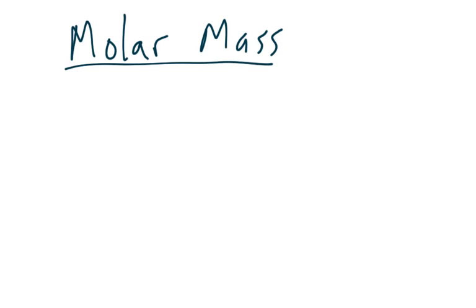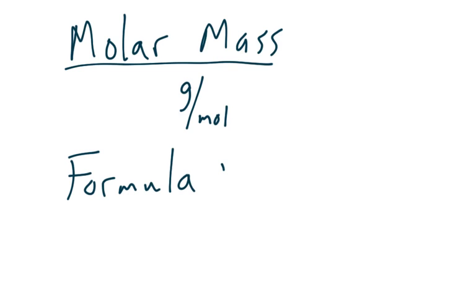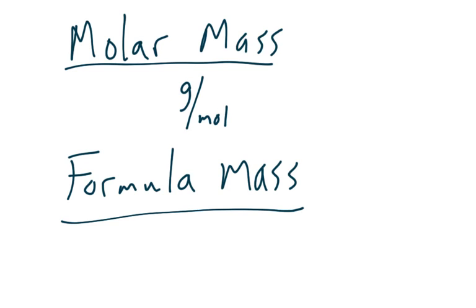The units of molar mass is a ratio of grams per mole. It's a derived unit. There's another term called formula mass, and formula mass and molar mass are obtained exactly the same way. The only difference between the two is the units. Molar mass is expressed in grams per mole. Formula mass is expressed in AMU, which is atomic mass units. But essentially, the process of obtaining molar mass or formula mass is basically the same.